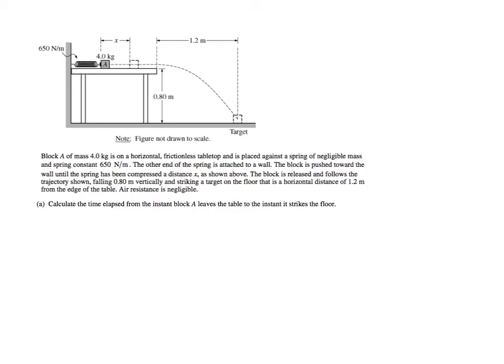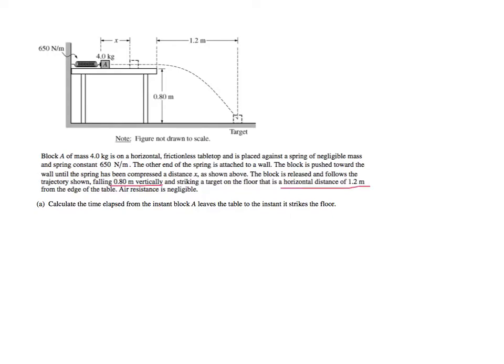Okay, so this problem deals with several concepts from physics, and the first one is going to be how gravity affects an object. We have block A of mass 4 kilograms on a horizontal frictionless tabletop, placed against a spring of negligible mass and a spring constant of 650 newtons per meter. The other end of the spring is attached to a wall. The block is pushed toward the wall until the spring has been compressed to distance x as shown above. The block is released and follows the trajectory shown, falling 0.8 meters vertically and striking the floor a horizontal distance of 1.2 meters from the edge of the table.